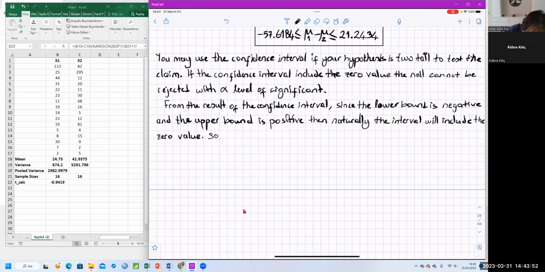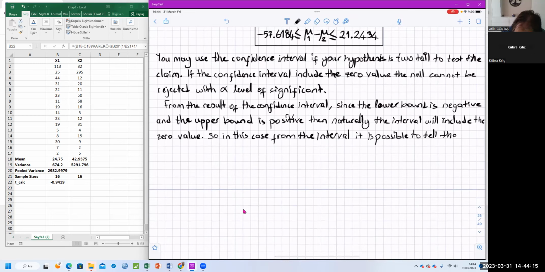So in this case, from the interval, it's possible to tell that the null hypothesis cannot be rejected with alpha level of significance.